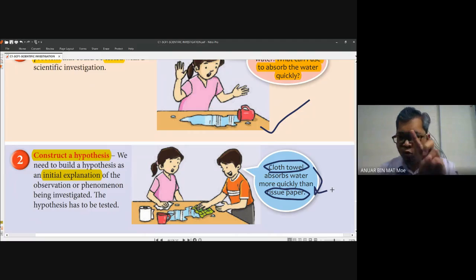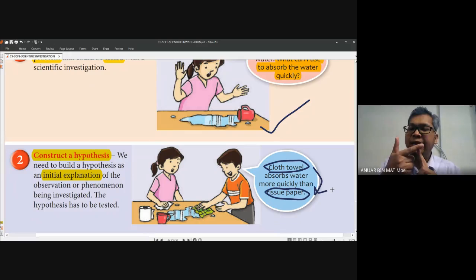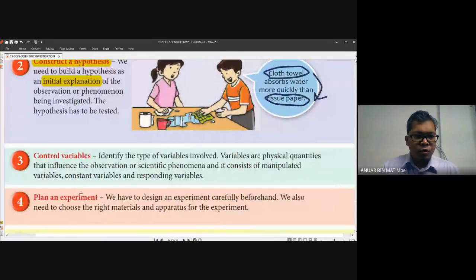Okay, you have two materials here, cloth towel and tissue paper. Maybe you can try to guess between these two materials which one will absorb the water quickly. So this is the hypothesis. You must be able to test the hypothesis before you can conclude the scientific investigation. Okay, number 3, control variables. Variables, okay, this is the term.